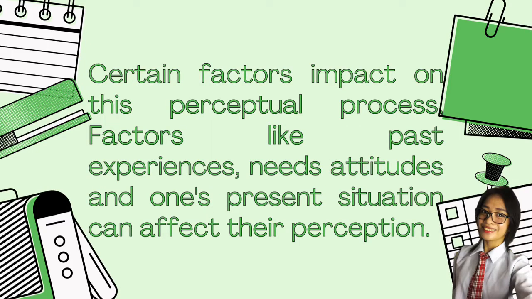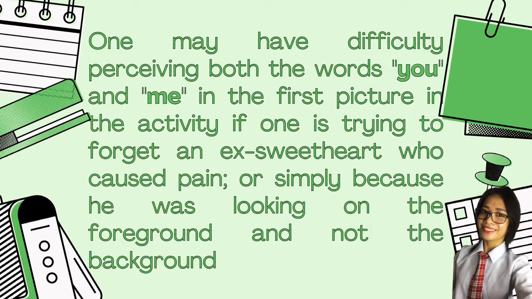Certain factors impact on this perceptual process. Factors like past experiences, needs, attitudes, and one's present situation can affect their perception. One may have difficulty perceiving both the words you and me in the first picture in the activity, if one is trying to forget an ex-sweetheart who caused pain, or simply because he was looking on the foreground and not on the background.